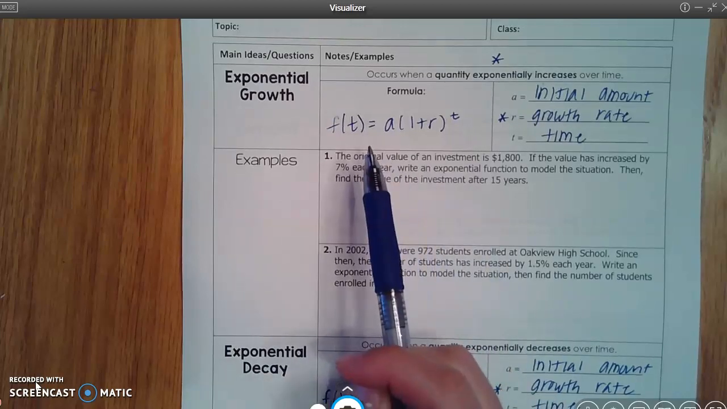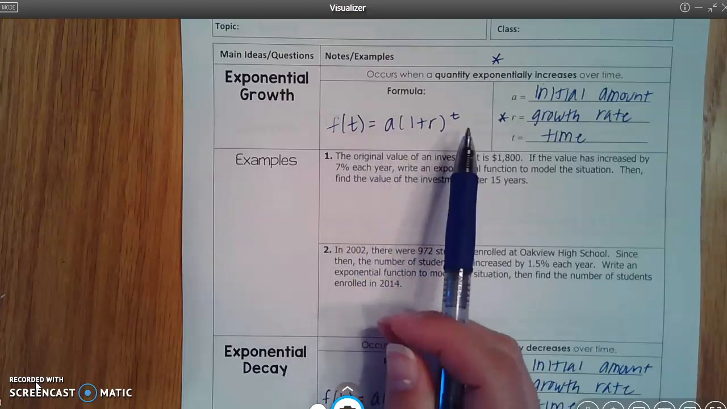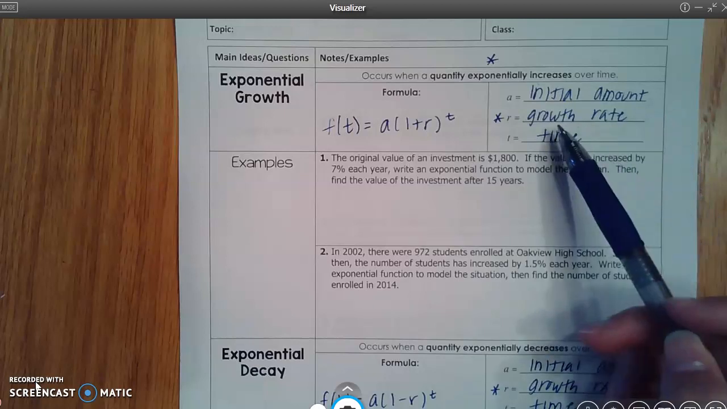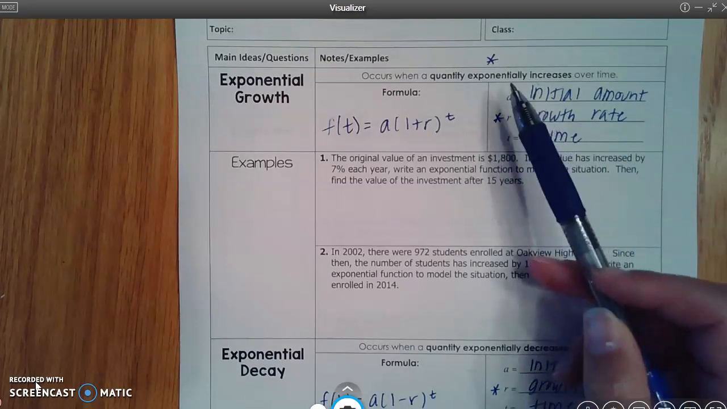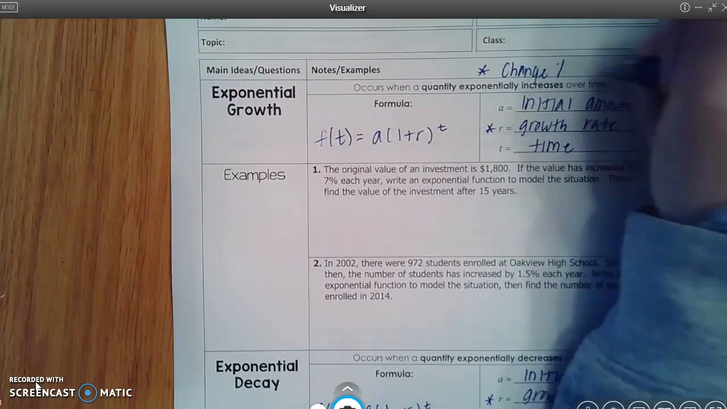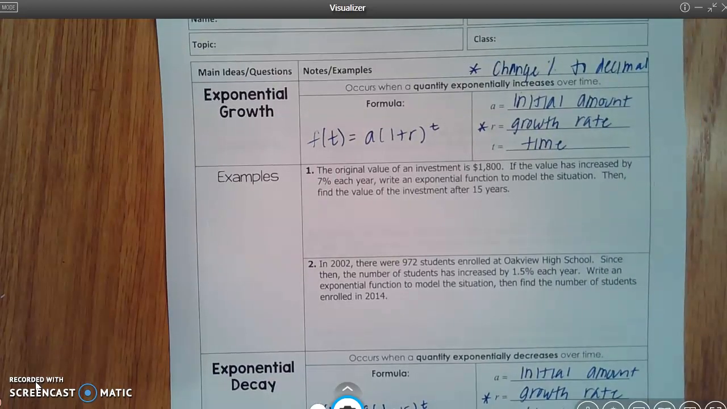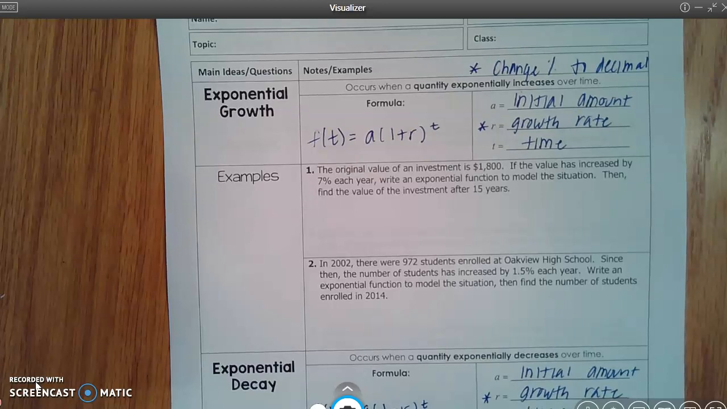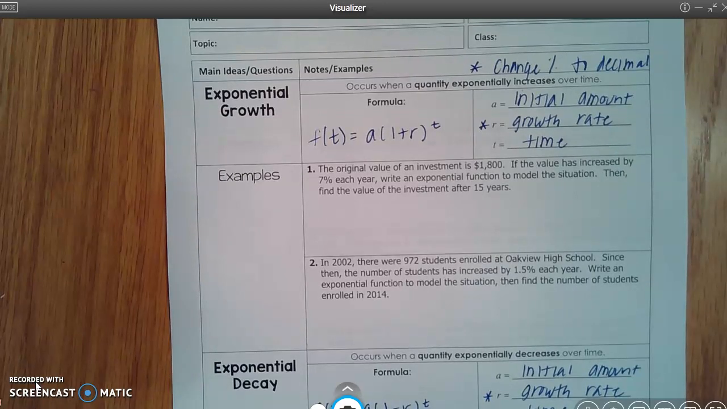Here's your exponential growth equation. So f of t is equal to a times 1 plus r to the t. A is your initial amount, r is your growth rate, and t is your time. There's a little star by growth rate because you need to make sure that you always change your percent to a decimal. And you do that by moving over the decimal place to the left, or you divide by 100, whatever you need to do in order to actually figure it out. So in the examples, it's going to ask you to do two different things, technically three. So you just need to make sure that you're labeling all of them.